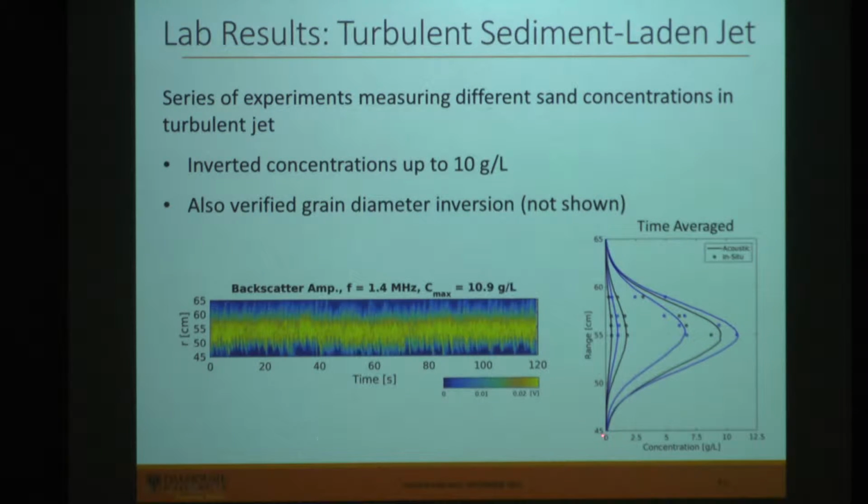So this is acoustic inversion of sediment concentration as a function of range from the transducer. Again, the concentration is maximum in the center of the jet, and then we get this nice Gaussian distribution. So the solid lines are the inverted concentrations, and then the symbols are direct measurements using a suction sampler. So this sort of validated the backscatter inversion, and we were able to extend that into the turbulent time resolved measurement.